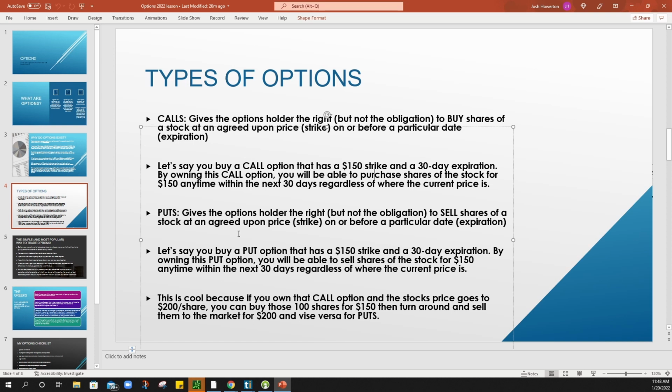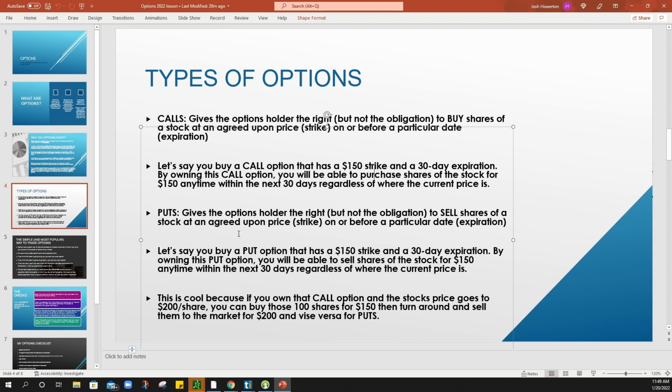I like that. This is cool because if you own that call option and the stock's price goes to $200 a share the next day, you can go back and buy those 100 shares for that $150 strike price and then simply turn around and sell them to the market for $200. And it's the complete opposite for puts. So in that scenario, you come out on top.